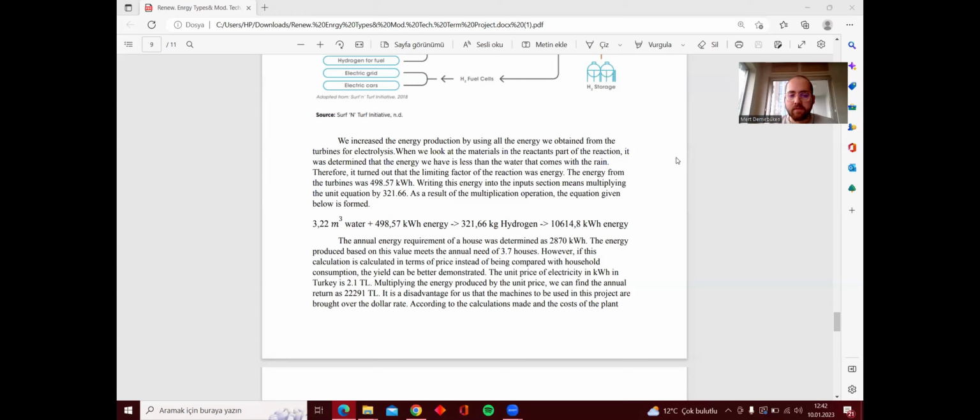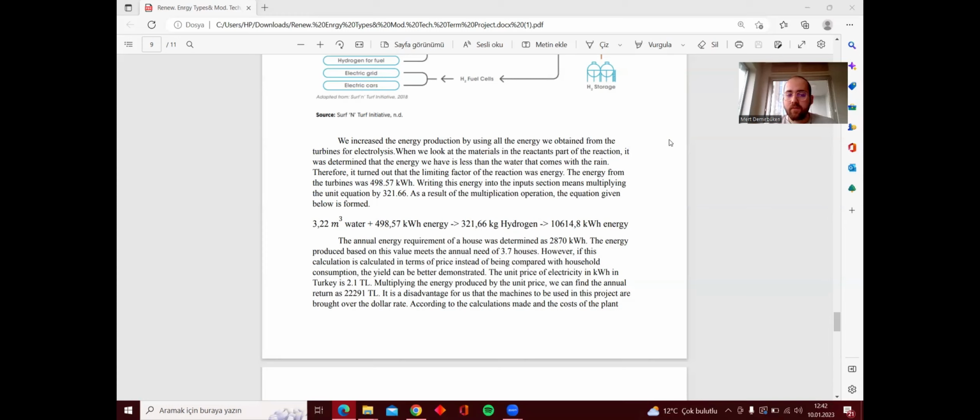The electrolysis machine we are planning to use can produce 1 kilogram of hydrogen by using 1.55 kilowatt-hour energy. To produce 1 kilogram of hydrogen, we need to use 10 liters of water. It means 9% of the hydrogen cannot be used during the electrolysis. So the efficiency of electrolysis is 91%.